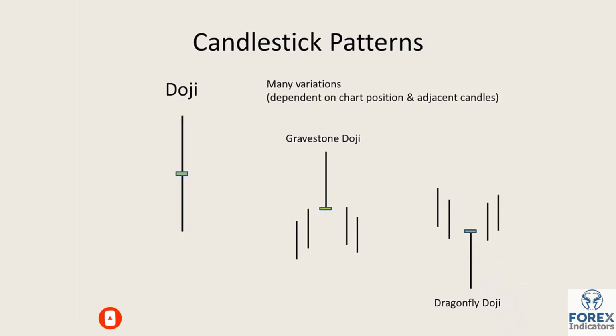Here we have a dragonfly doji. Again, you'll see that at the bottom of the market, a point of support or a point of inflection where the market is turning. And the dragonfly doji opens and closes at more or less the same level and has a tail that pushes down, and the market then rejects when buyers come in and push the market back up again.